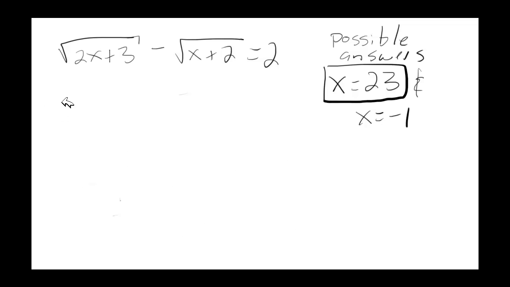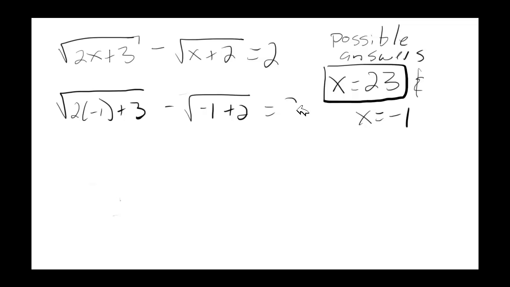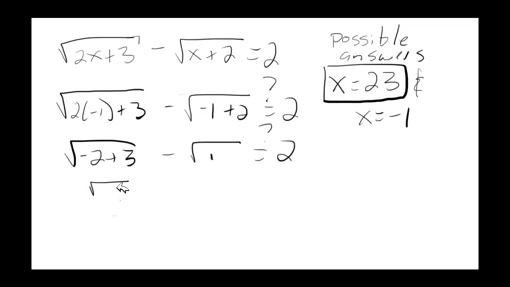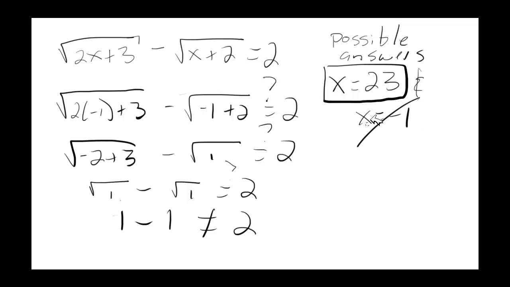Alright, let's check this other one. Alright, let's try minus 1. So back into the original. 2 times minus 1 plus 3, minus square root of minus 1 plus 2, equals 2. And we're going to see if that's true. So let's see, this is minus 2 plus 3 minus the square root of 1. This is square root of 1 minus square root of 1. This is 1 minus 1, which is definitely not equal to 2. This guy doesn't work. So here we only get one answer. You don't know until you check them.